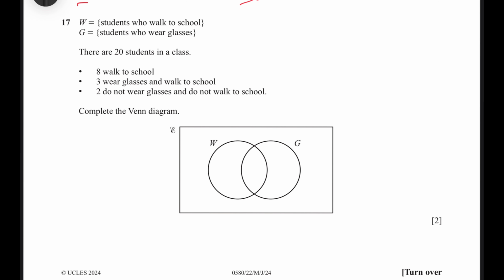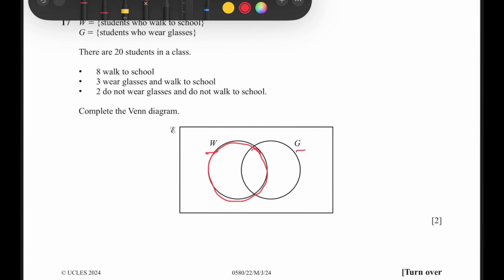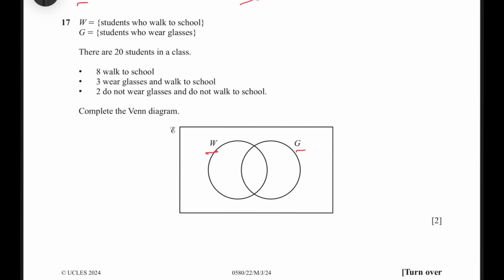W is the students who walk to school. G is the students who wear glasses. There are 20 students in a class, so the total is 20. 8 walk to school, so we can write 8 over here. But this must also contain the ones who wear glasses, and 3 wear glasses and walk to school.